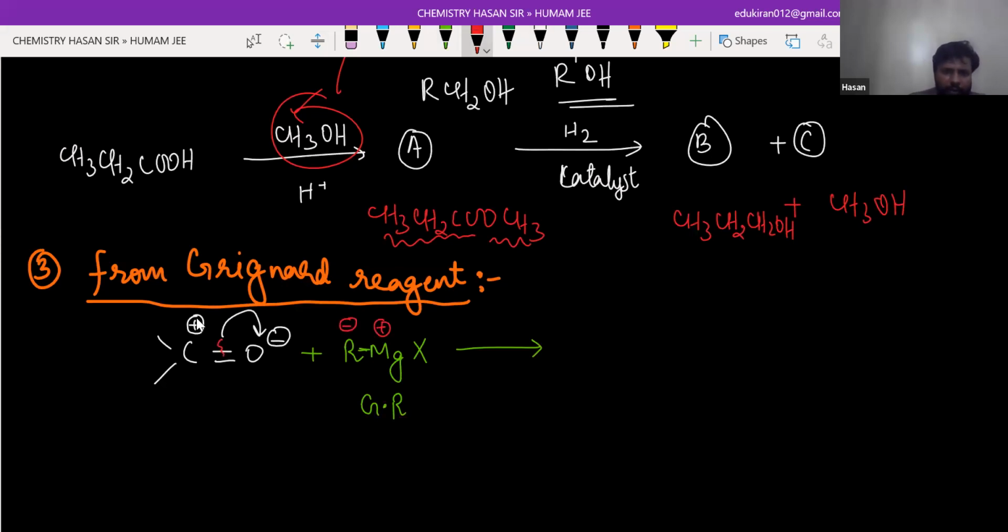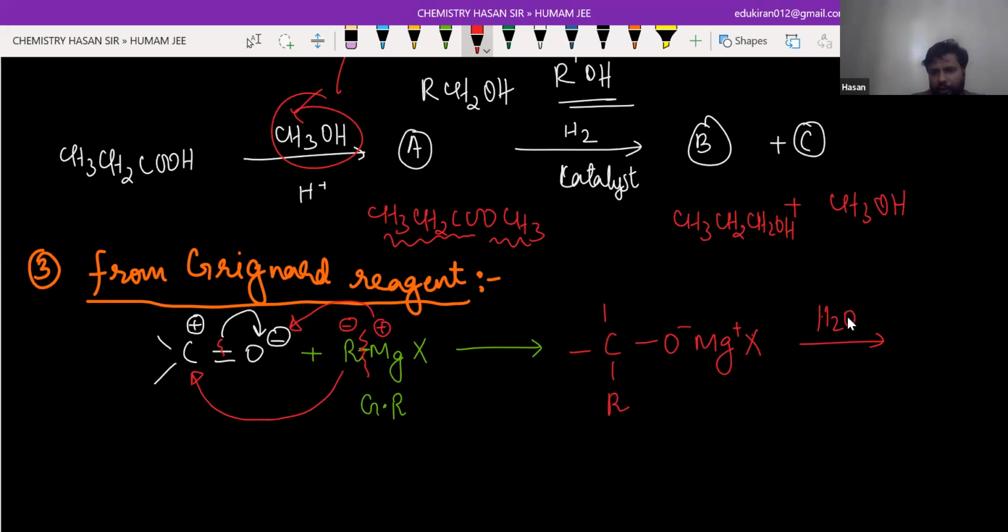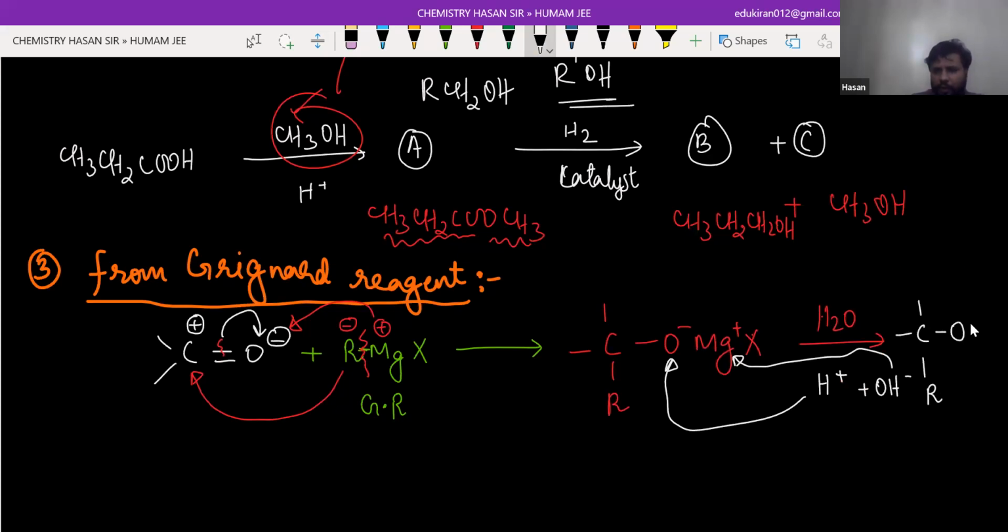Basically, this bond will be broken. Positive charge is here, so this is going to attack on this, and this bond will be broken, and this positive will be going to negative. So what we will have is O negative, Mg positive, X, followed by hydrolysis. When you are going to do hydrolysis, you know that H plus OH minus is there. So negative will go to the positive and positive will go to the negative. So you will get OH, and the byproduct you will get is MgOH.